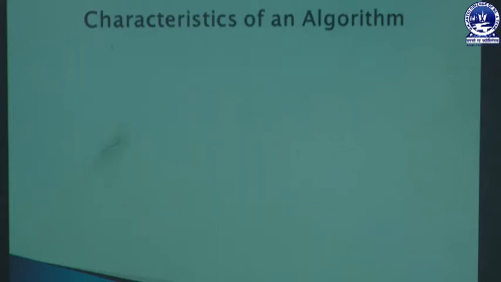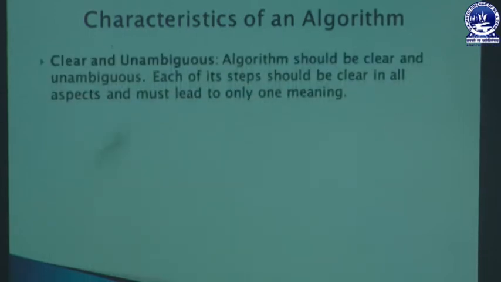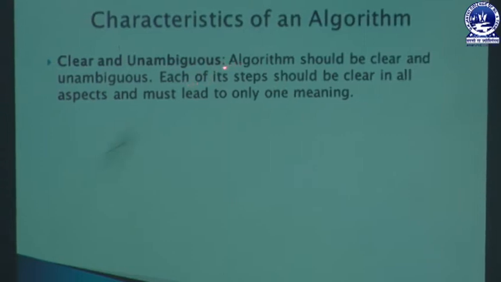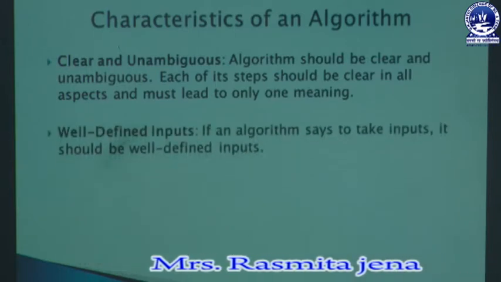First, the algorithm must be clear and unambiguous. It means each step of the algorithm should be clear in all aspects and must lead to only one meaning. There must not be any ambiguity; it must possess one meaning. This is the first characteristic, clear and unambiguous.